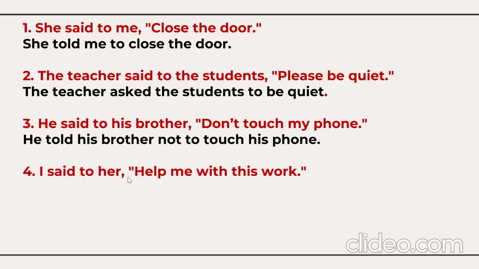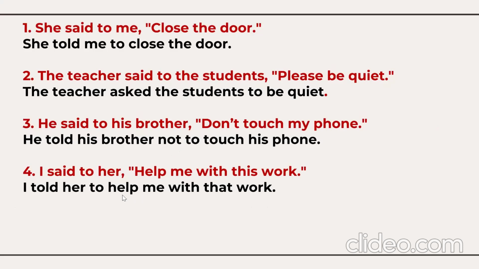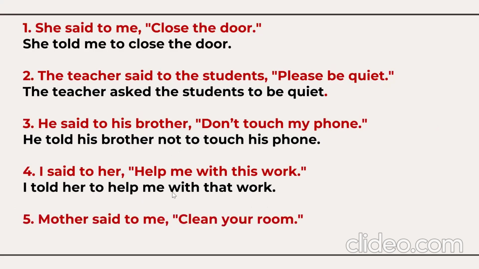I said to her, help me with this work. I told her to help me with that work. Okay. I asked her to help me with that work. Mother said to me, clean your room. Mother told me to clean my room. We can't say to clean his room, to clean my room. So somewhere you have to use some common sense: when you are saying the same statement to the third person, how would you say?